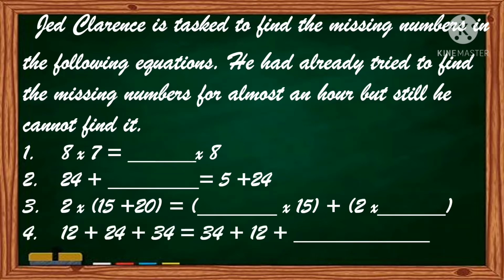Number 4, 12 plus 24 plus 34 equals 34 plus 12 plus blank. And number 5, (16 times 5) times 4 equals 8 times (blank times 4). Based on the task given to Jed, how can we help him? Do you have any idea?